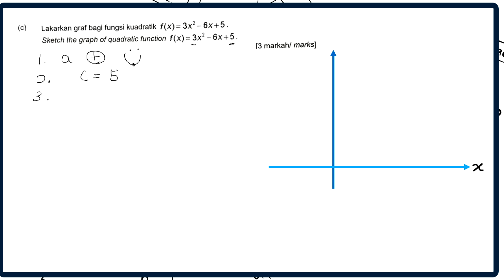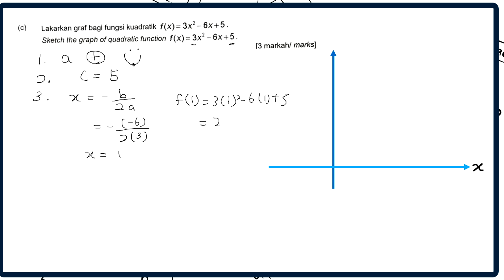When we find the minimum point, I have one formula to get the answer quickly. It's x equal to negative b divided by 2a. Negative b is negative 6, divided by 2a, which is 6. So we get the answer x is 1. So we substitute into the general form, f(1) equal to 3 times 1 squared minus 6 times 1 plus 5. So we get the answer 2.